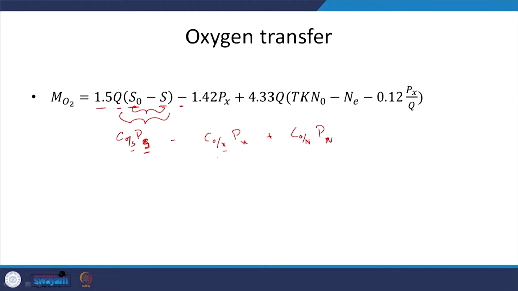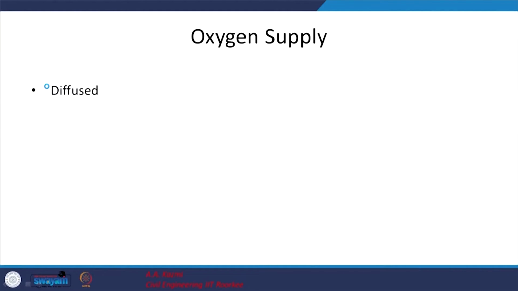Similarly, negative here because some of the mass will go into cell synthesis, and this is the conversion factor. Px we already calculated last session, and here we have the conversion factor for nitrogen, and TKN naught is the one that is coming in initially, and this is the nitrogen that is leaving the plant via the effluent, and this is the one that is being used for cell synthesis, let us say. So, that is what we have. This is the mass of oxygen that is going to be required to be supplied, right. So, that is something to keep in mind.